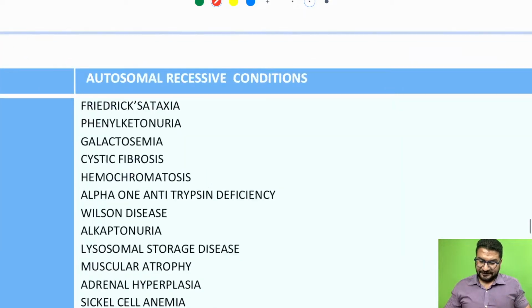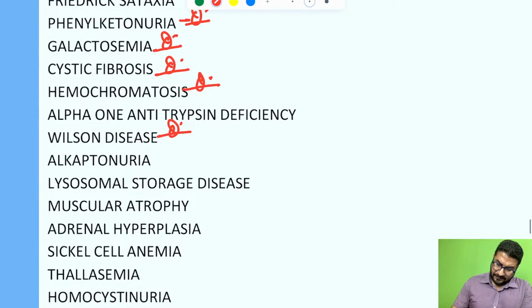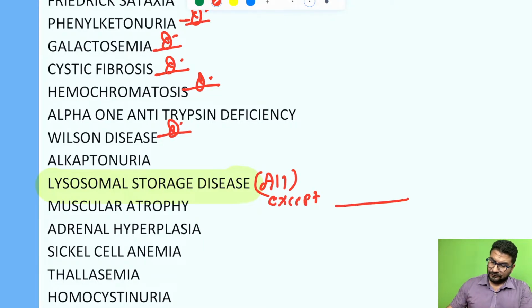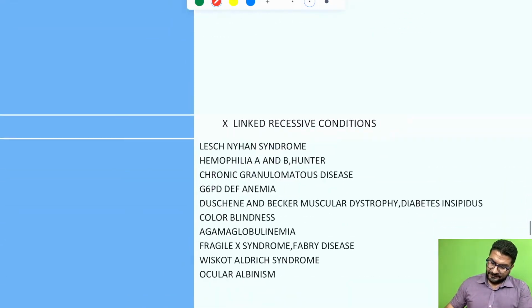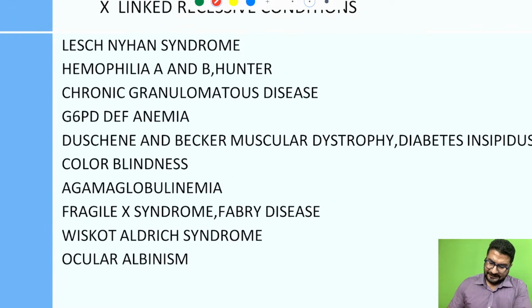Now coming to autosomal recessive. Phenylketonuria came in exam, galactosemia came in exam, cystic fibrosis has come, hemochromatosis has also come, Wilson's came. Okay, now remember, all lysosomal storage diseases are autosomal recessive except two. So what are these two? Just look at the screen. These two are here. So write these two here. Which two? Except Hunter, right? So Hunter disease is one and Fabry.